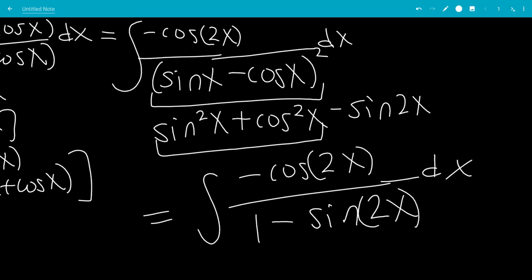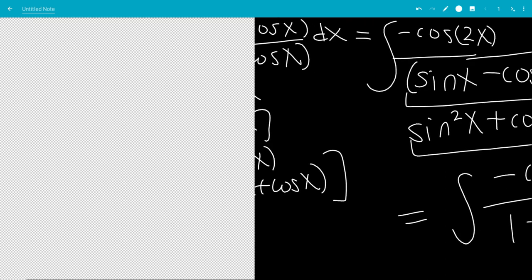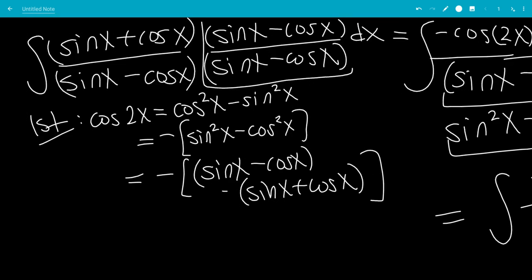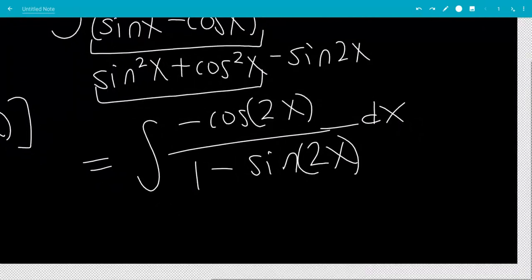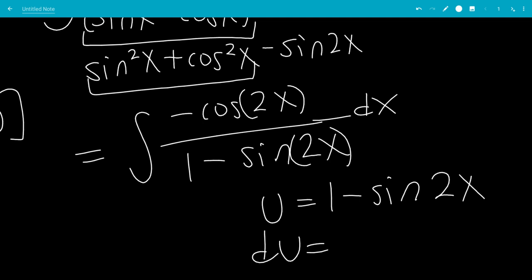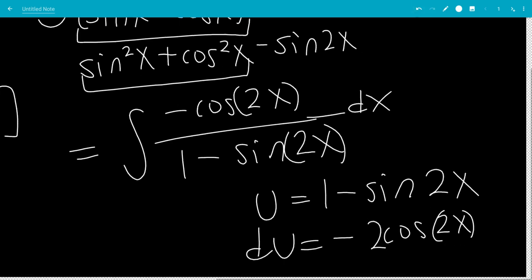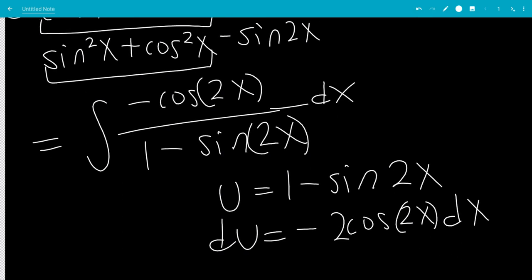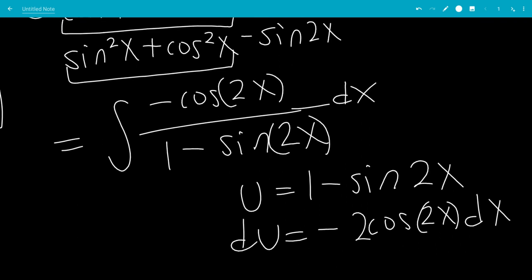The reason we did this multiplication is that we could have multiplied top and bottom by sine x plus cosine x instead, but it's easier to u-sub this way because I can just take the whole denominator as the u. So u equals 1 minus sine of 2x. Du will be, the derivative of sine is not negative cosine, it's just cosine, so the sign stays the same. So it'll be minus cosine of 2x. Then we have to multiply by the derivative of the inside, which is 2, then we have dx. So we can multiply by 2 and divide by 2.